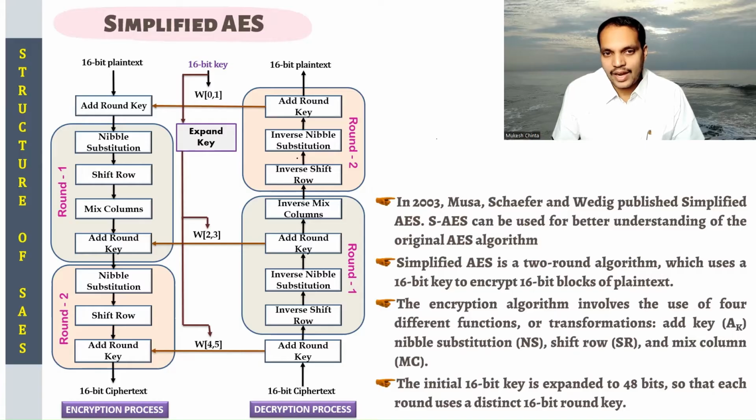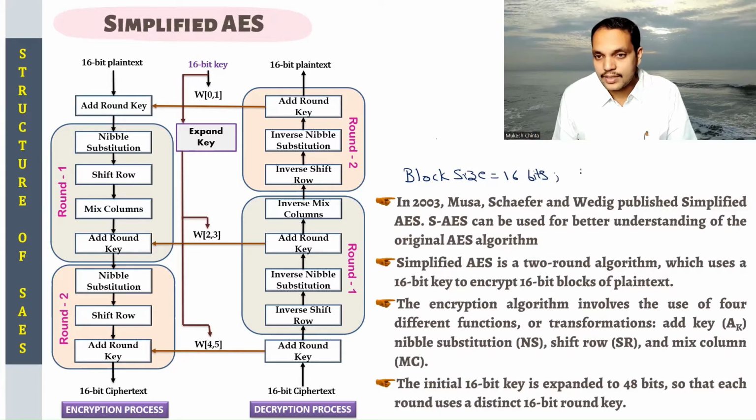Here you can see the entire structure, which involves both the encryption process and the decryption process. I have mentioned there are two rounds. So S-AES is a two-round algorithm which uses a 16-bit key to encrypt 16-bit blocks of plain text. In other words, the block size is 16 bits, and the key size that we are going to use is 16 bits as well.